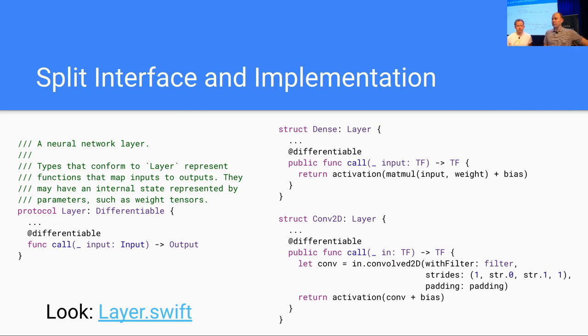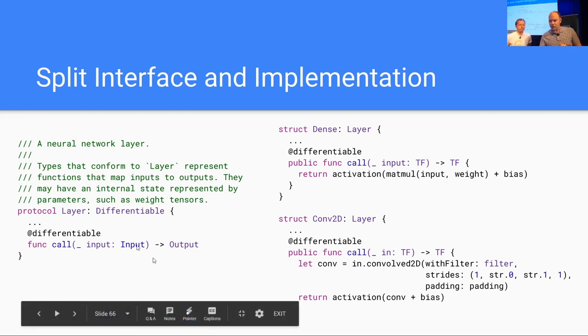And so we'll talk about layer later. Layer is a protocol, and it says that to use a layer, or to define a layer, you have this call. So layers are callable, just like in PyTorch. And so then you can define a dense layer and say how to call a dense layer. You can define a conv2d and show how to implement a conv2d layer. And so there's a contract here between what a type is supposed to have. All layers must be callable, and then the implementations of these are different.